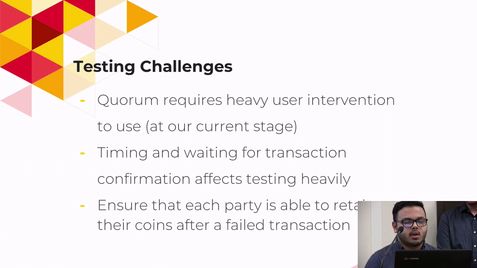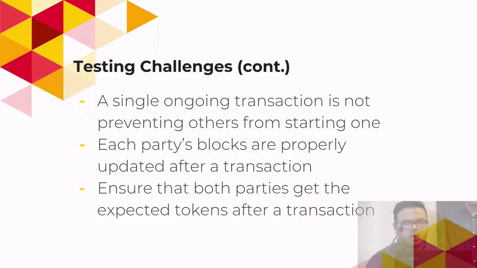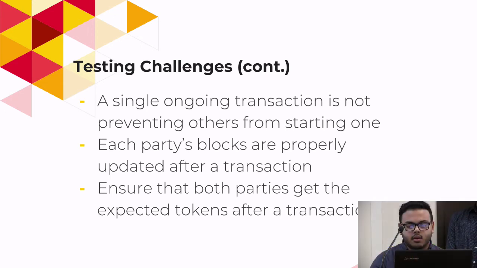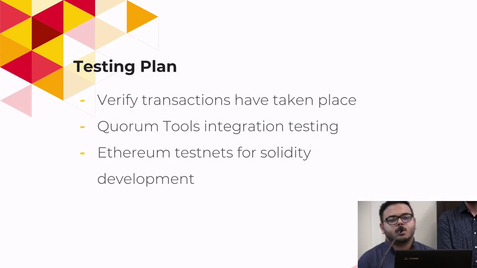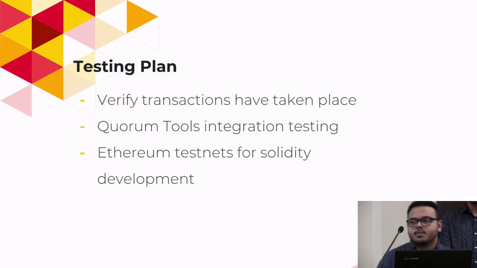We also want to ensure that if they time out or someone cancels the transaction, each party is able to get their tokens back. Some additional testing challenges we faced: when someone starts a transaction, we don't want to prevent others from starting their own transaction or finishing. Also, when a transaction does finish, on the blockchain everyone's blocks get updated, saying who they interacted with, how much they spent, what they received, stuff like that. And then obviously the main thing we want to ensure is that both parties get their coins at the end.